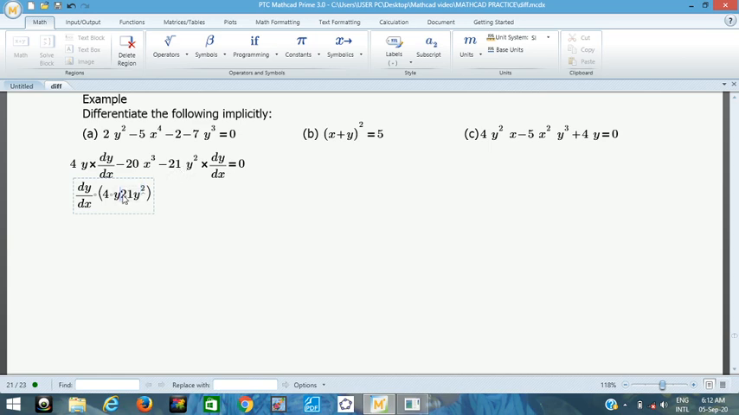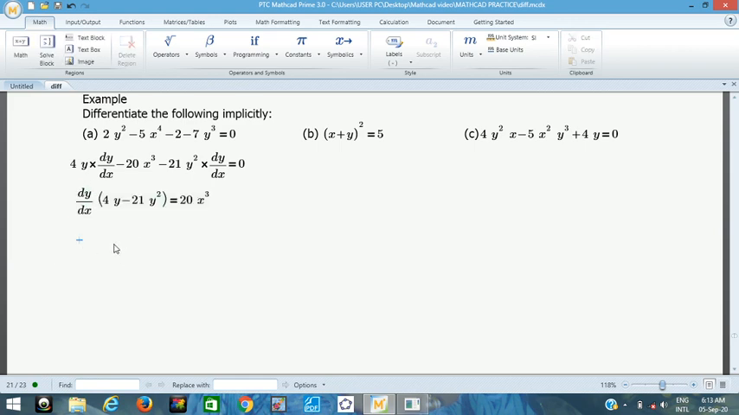There's a minus here. I need to put this minus. Minus 21y, okay, so you have that there. Then the next thing is, you can see this minus 20x raised to power 3. I need to take it to the other side of the equation. So I'm going to have equals to 20x raised to power 3. So that is that.